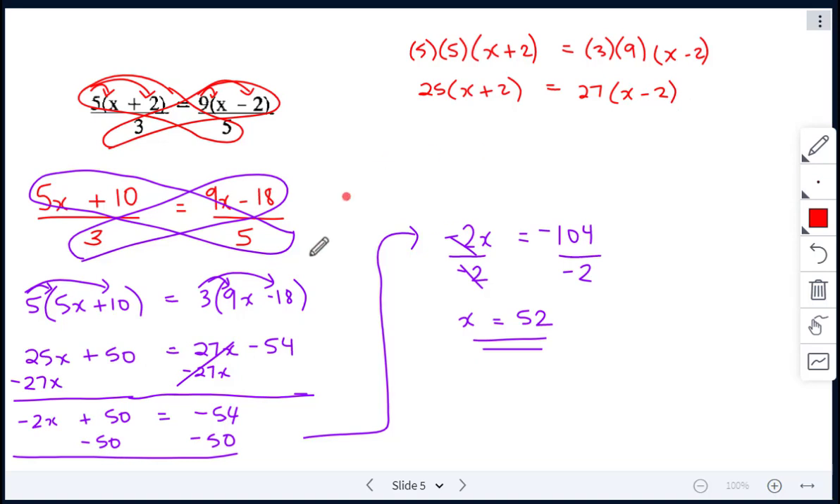All right, and then when you multiply it out, you will end up with this step, same step here, 25x plus 50. And then on this side, 27x minus 54. All right, so once you're at this step here, it's the same step that was right here. Okay, so then you would just follow the same method to solve for x.